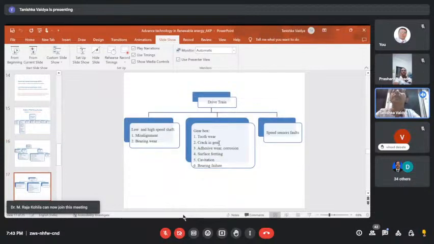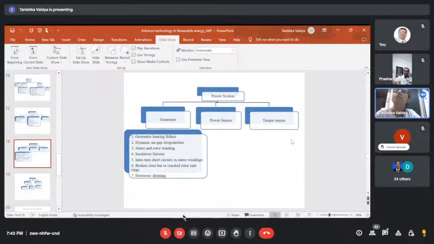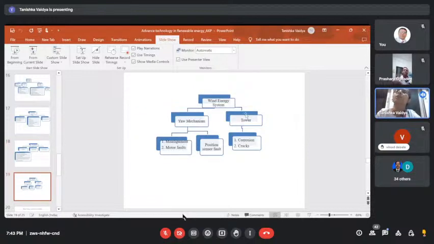Then drivetrain faults, mostly all the drivetrain faults are mechanical faults. Only the speed sensor fault is a control system fault. Then power system fault, in the generator there could be different types of faults. Then power sensor fault, torque sensor faults. These are the various faults. In the wind energy system overall, the yaw mechanism fault, where a mechanical fault could be there and a control system fault could be there. And even the tower, mechanical faults could be there.